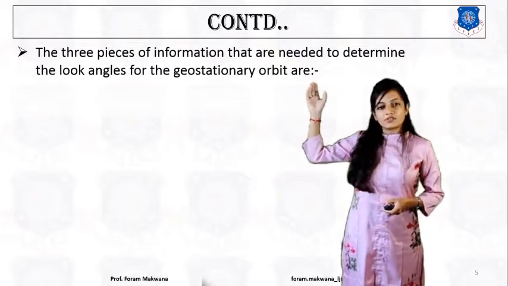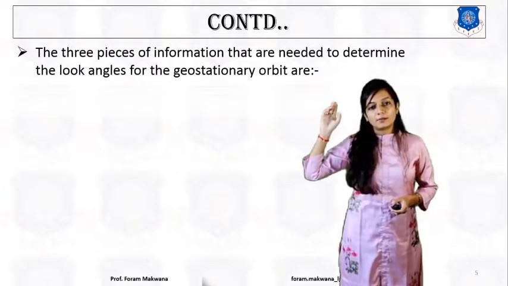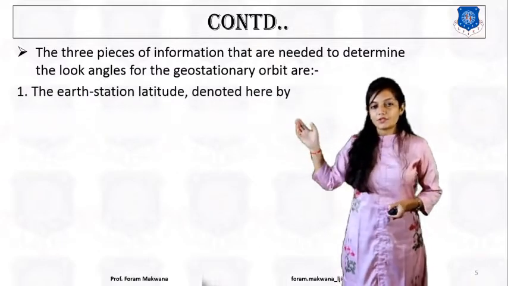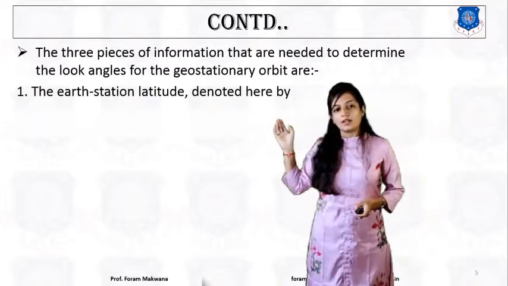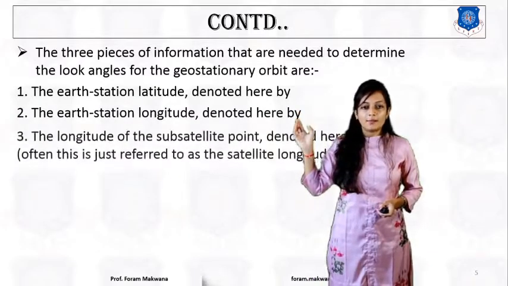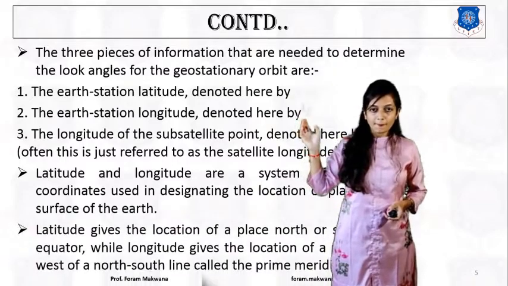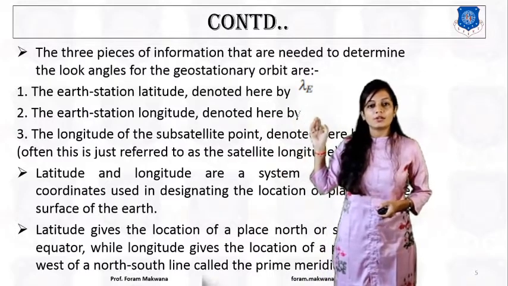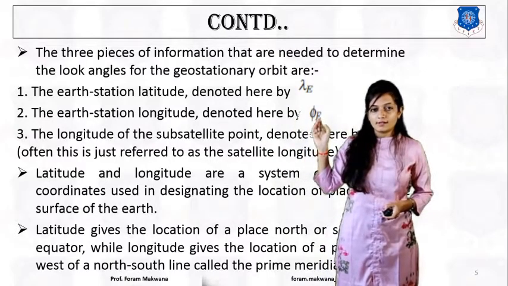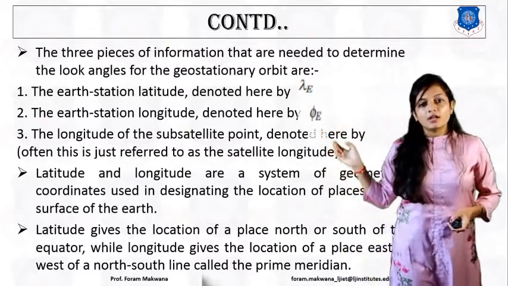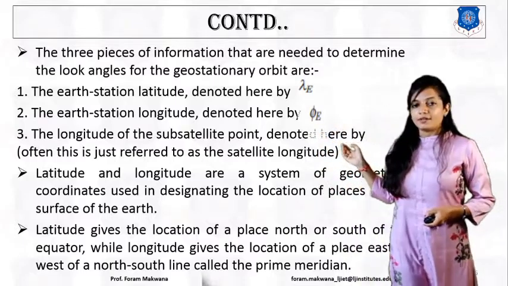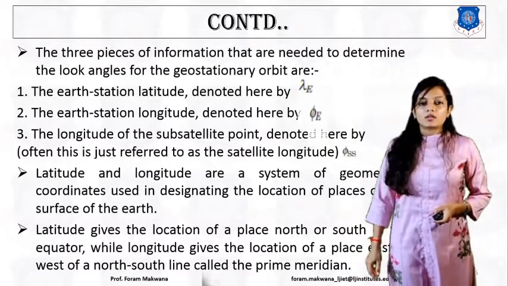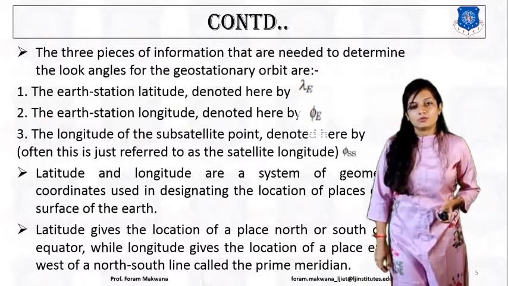So we require these three pieces of information to determine the look angle for the geostationary orbit. The first one is the Earth station latitude, denoted by lambda e. Second, Earth station longitude, denoted by phi e. And the last one is the longitude of the sub-satellite point, denoted by phi ss. This is also referred to as the satellite longitude.